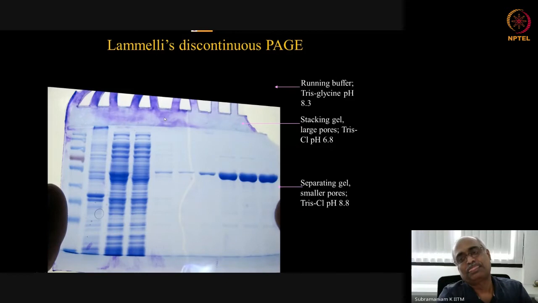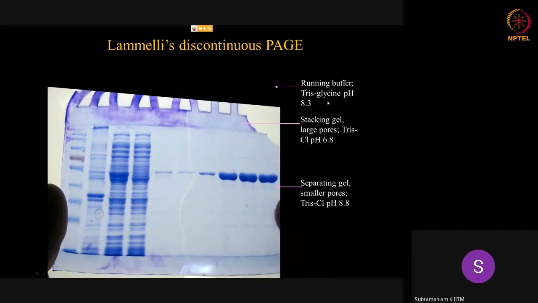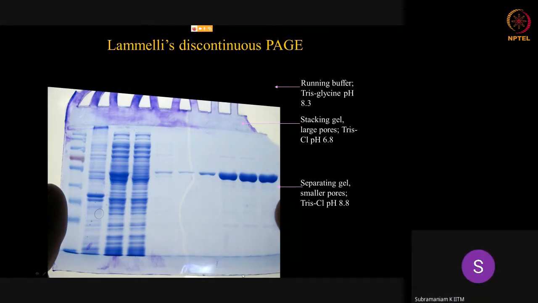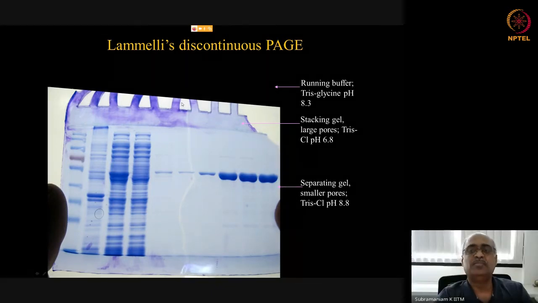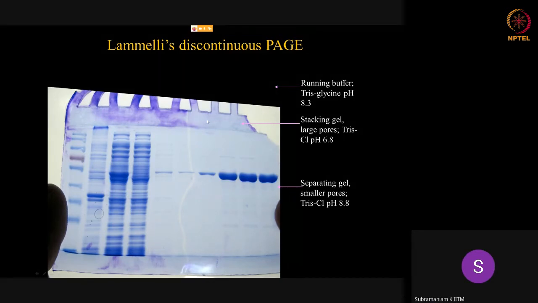So now when you apply electricity, this glycine is a weak acid, it is not going to totally dissociate, while chloride would have completely dissociated. And when you apply current, the chloride ion will move very fast. Okay. So there is a set of molecules that are moving very fast at the bottom of the gel. And on the top, the partially dissociated glycine enters. But it gets right away protonated because the pH is low here. So it starts to move very slow. And due to that, a voltage gradient or potential gradient is set up in the gel. And that makes all the molecules move fast and line up here at the junction between the two gels.